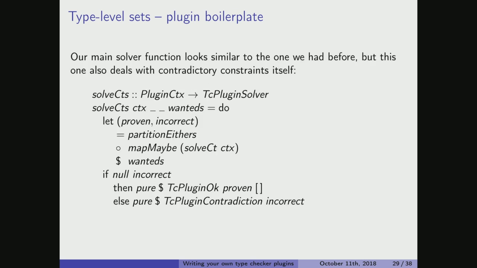And here it's mostly the same, except that in our function solve constraint, we also give back an answer if we think that it's an incorrect constraint. Previously we only looked at one constraint and said, yeah, if we see this, then you can discharge it. Here we might also see constraints and say outright, you can't solve this because we think these two are not equal. So that's a slight difference here. That's where the TC plugin contradiction is used.